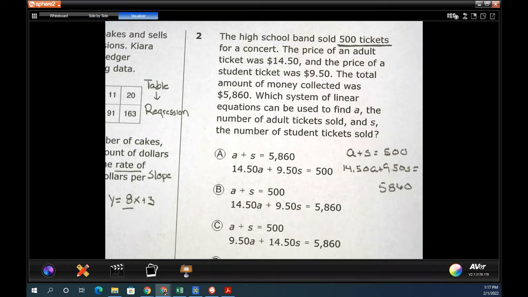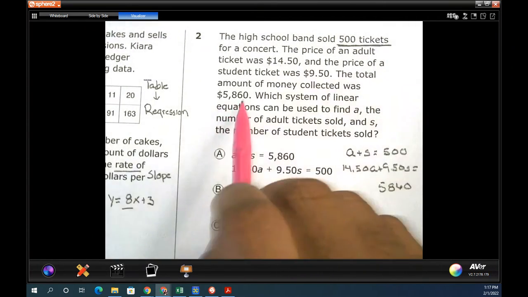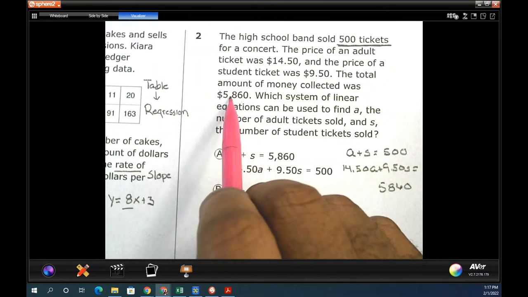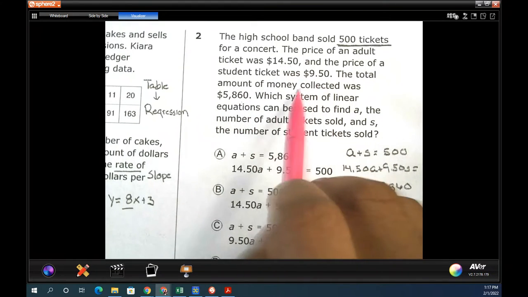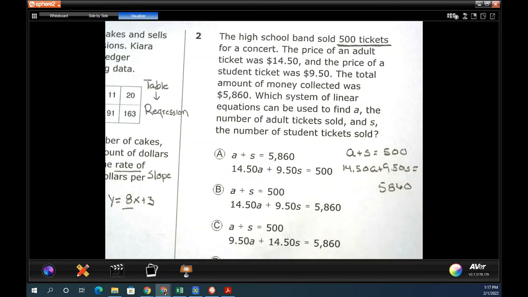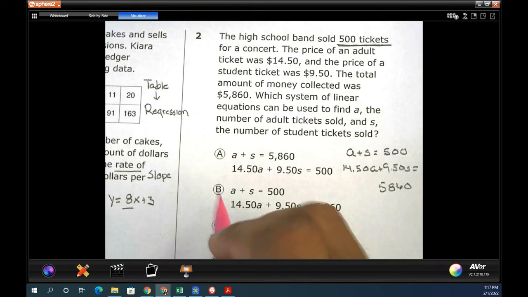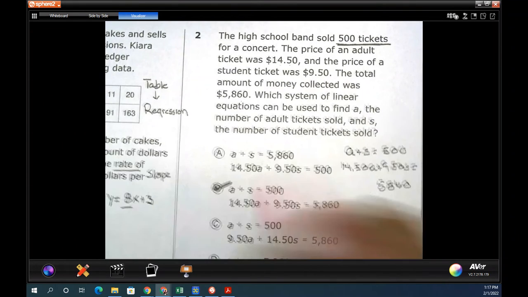Okay, so you have to remember this. Money goes with money. That total goes with what you're talking about, money. So what's the correct answer here? What's the correct answer? B. That's it. That's all you have to do. All right, flip it over.